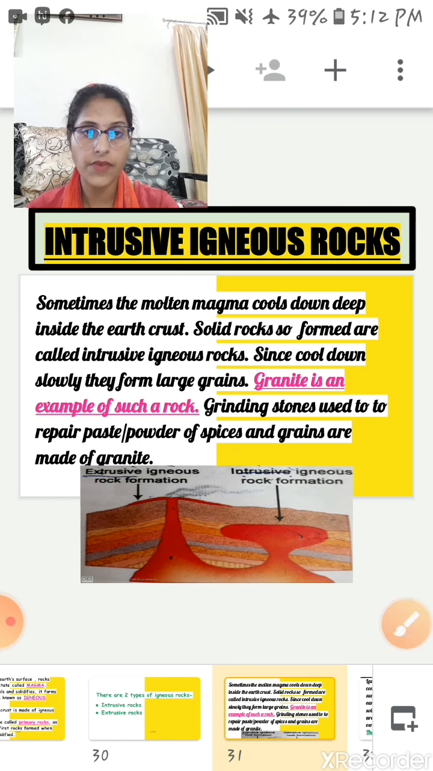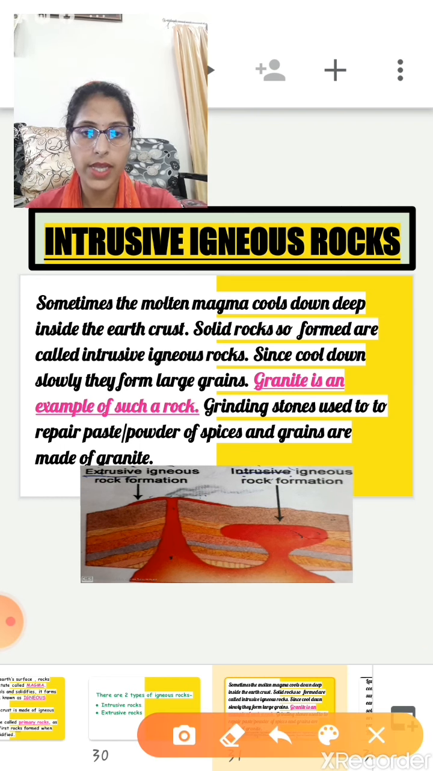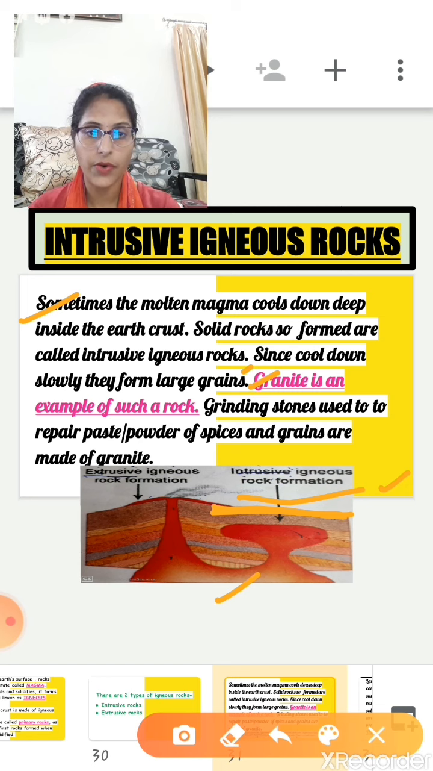First one is the intrusive igneous rock. First, just look at this diagram. Intrusive igneous rock formation. So as I said, intrusive igneous rock is formed inside the earth. Sometimes, basically, the molten magma cools down deep inside the earth's crust. Rocks formed in such a way are called intrusive igneous rock. Since it cooled down slowly, they form large grains inside it. And granite is an example of such a rock.